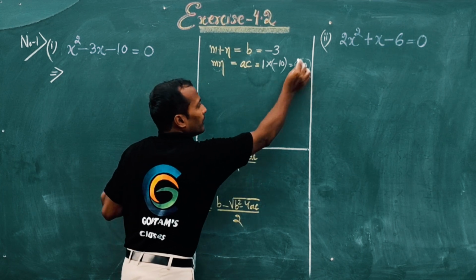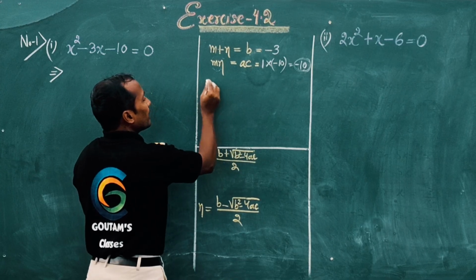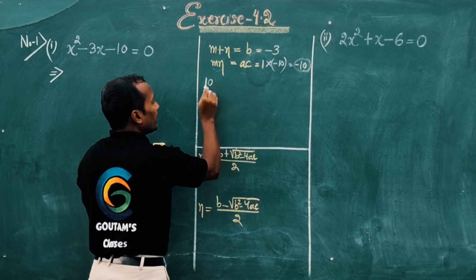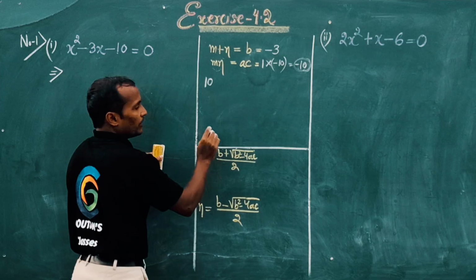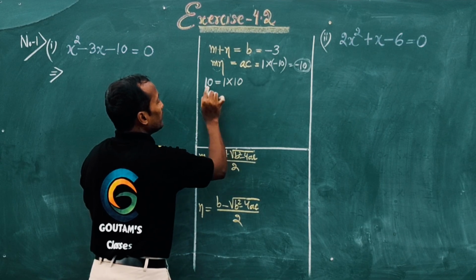For that we start with the product. The product is minus 10. Forget the minus for some time. Take 10. You can repeatedly divide 10 to get the prime factorization, or you can find the factors of 10 by writing 10 in different ways.